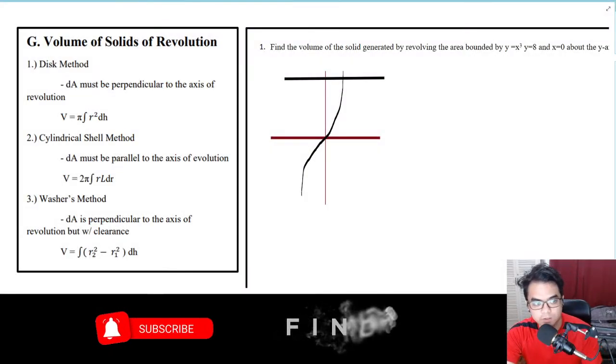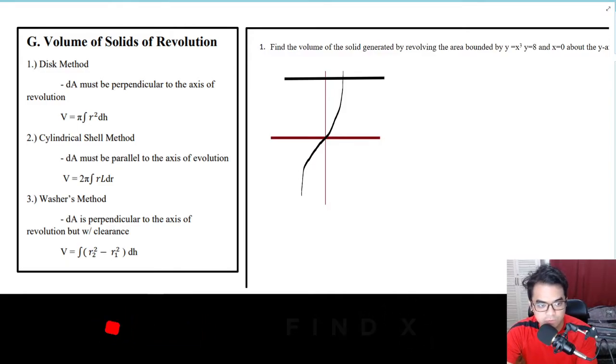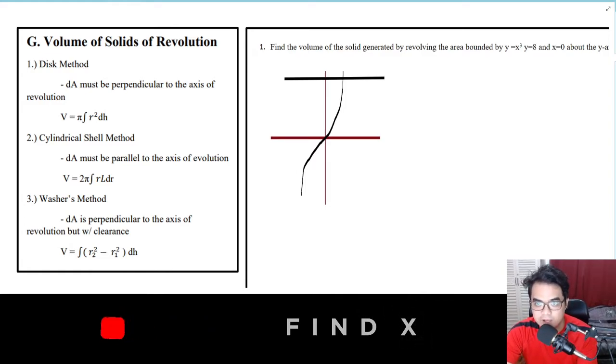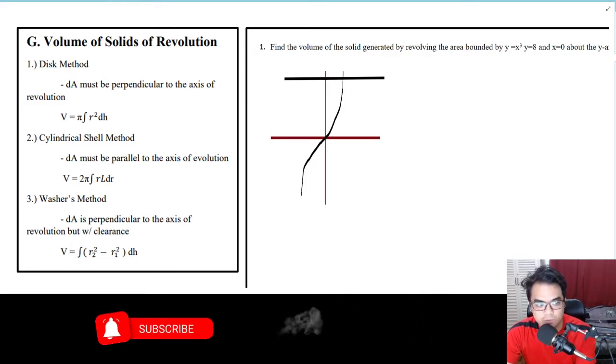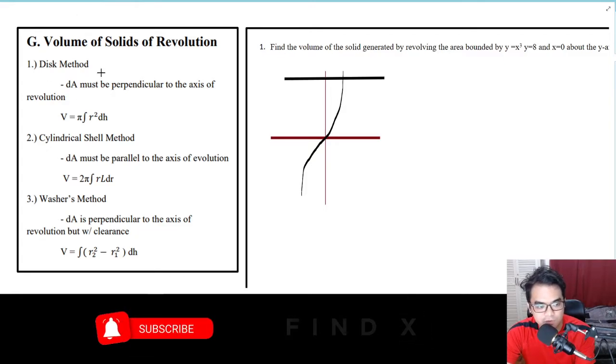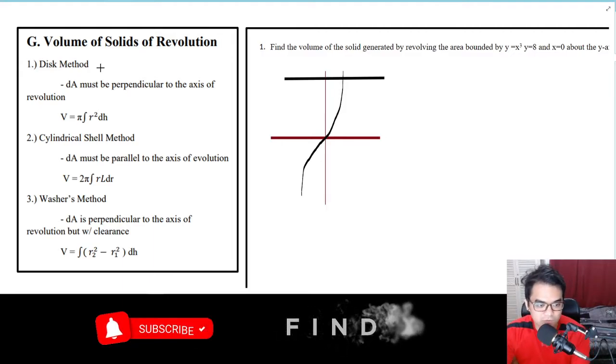Now we have the volume of solids of revolution. We have three methods that we can use for getting the volume of solids revolved around an axis, which will be either the x or y axis. The first one is the disk method. Your dA, or differential area, must be perpendicular to the axis of revolution. We already have the formula there: V is equal to pi integral of r squared dh.